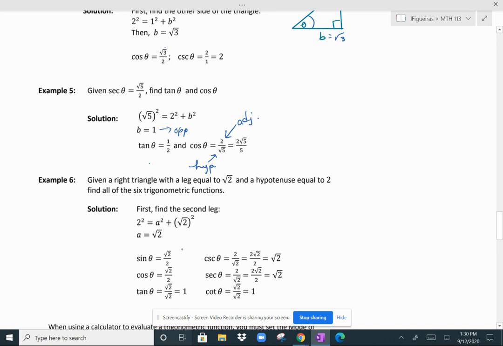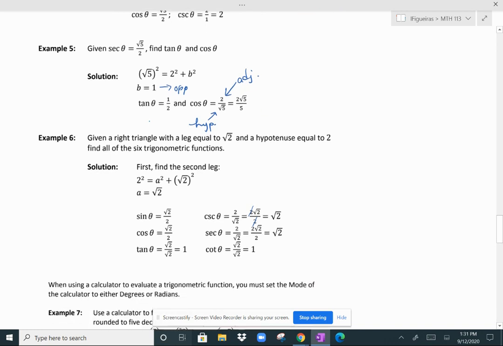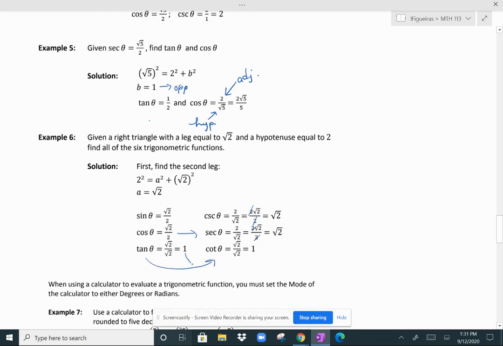Your cosecant is the reciprocal of sine, so it's 2 over root 2. But when you rationalize it, you get 2 root 2 over 2. These 2's cancel, and you get that cosecant is just root 2. Same thing occurs with secant because it is the reciprocal of cosine. And when you rationalize it, you again get root 2. And the reciprocal of tangent is cotangent, but the reciprocal of 1 is just 1. So we get a lot of the same answers when you have an isosceles right triangle.